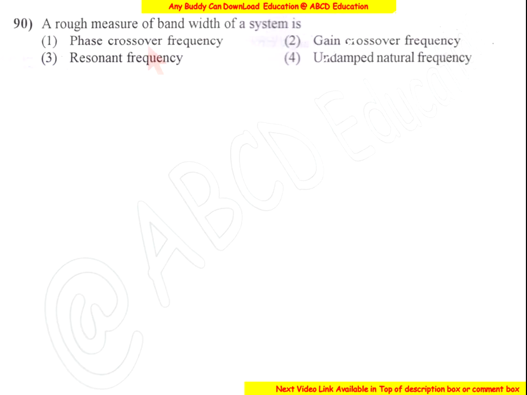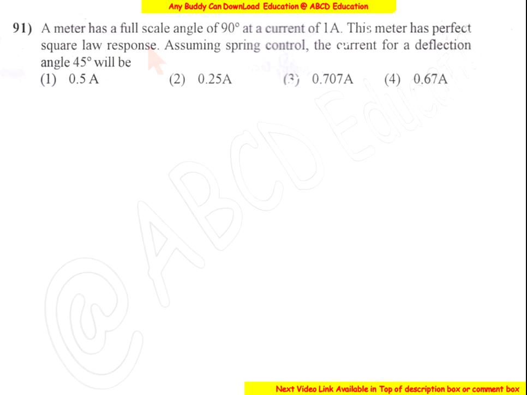The bandwidth of the system is the frequency at which the magnitude of the system is unity, and where the magnitude of the system is unity, the frequency is the gain crossover frequency. Okay, so the correct option is 2. Now come to question number 91.